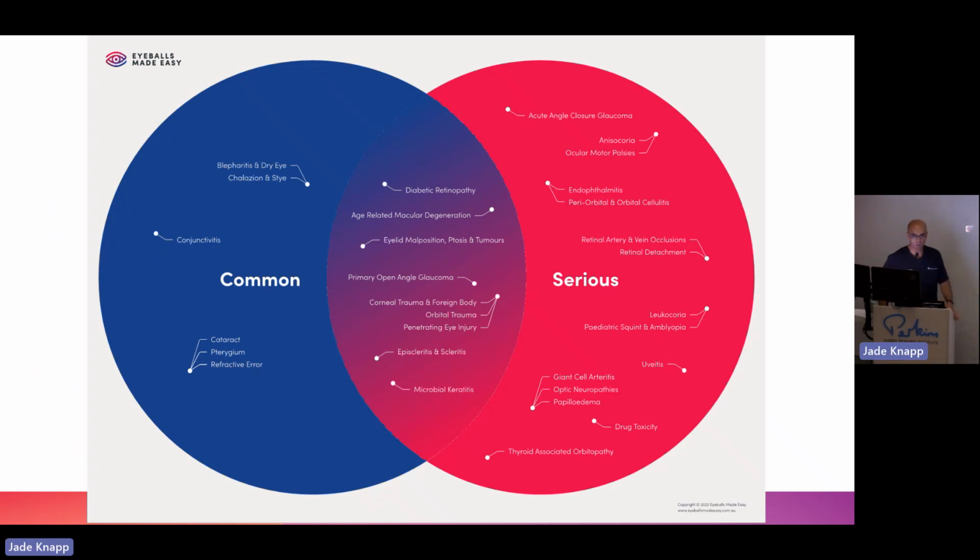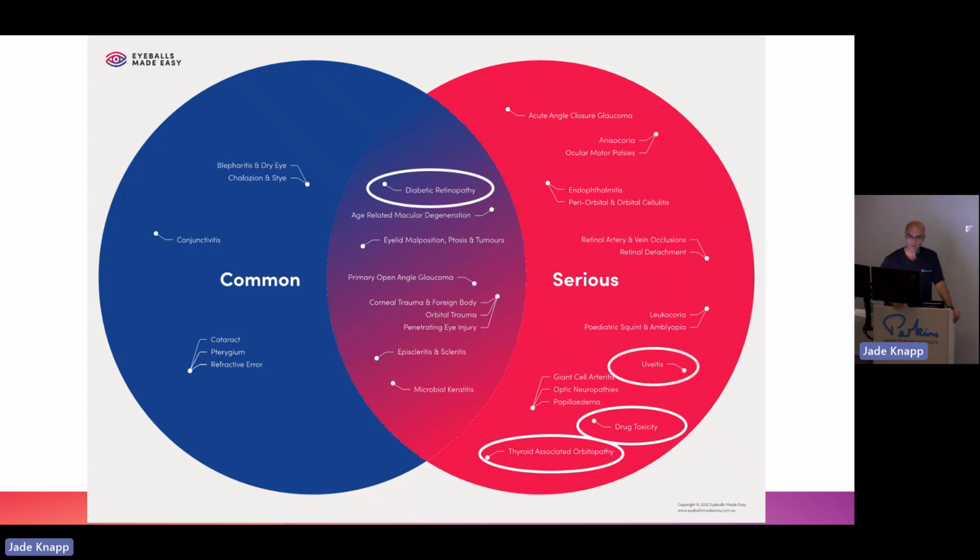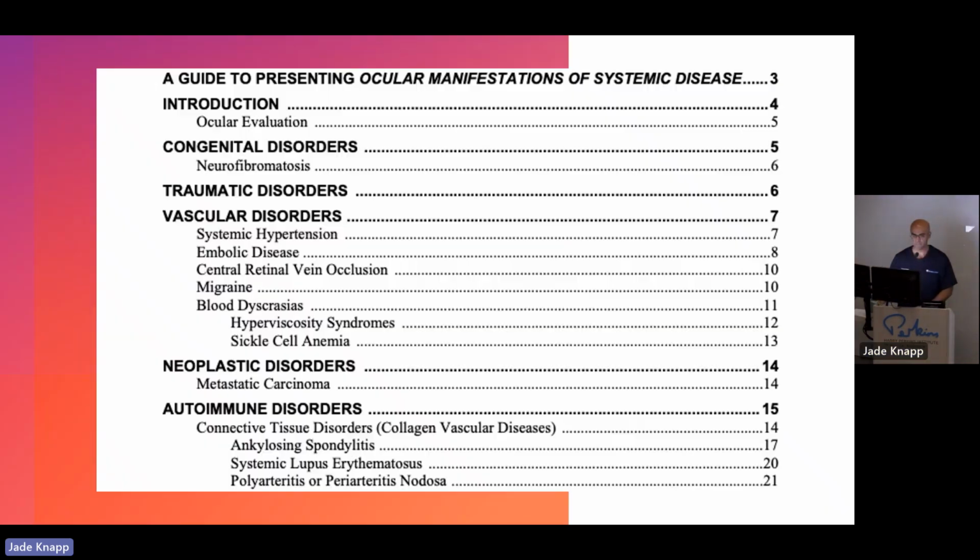I want to start off with your curriculum. So there's common eye problems and serious eye problems and some that are in the middle. So what we'll be talking about today is diabetic retinopathy, thyroid eye disease or thyroid-associated orbitopathy, which is a potentially serious condition. Drug toxicity, potentially serious, not necessarily common. And uveitis. Uveitis is the umbrella term for inflammation in the eye, right? So today, the uveitis that we'll be talking about are the opportunistic infections that happen in immunosuppressed people.